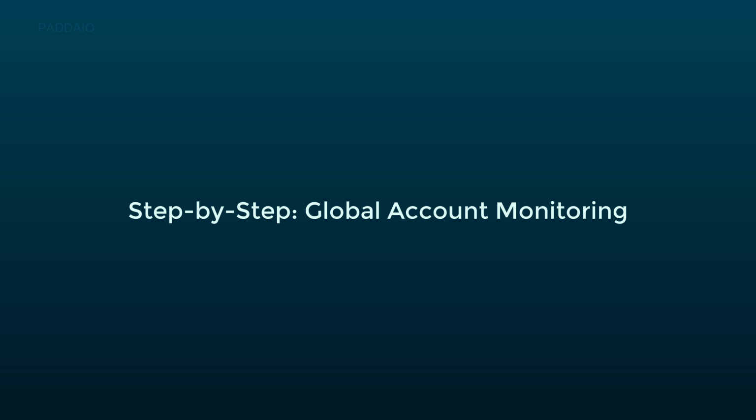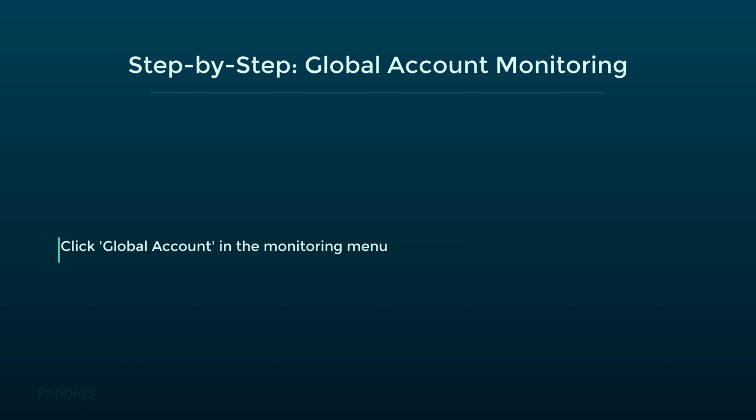Global Account Monitoring, a step-by-step guide. Click Global Account in the Monitoring menu. This action opens the primary dashboard for your entire BTP environment. For instance, an administrator uses this to quickly check the overall health of all their development and production sub-accounts. This single view is your starting point for all high-level monitoring.